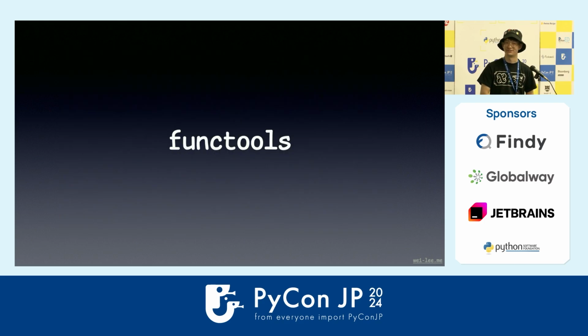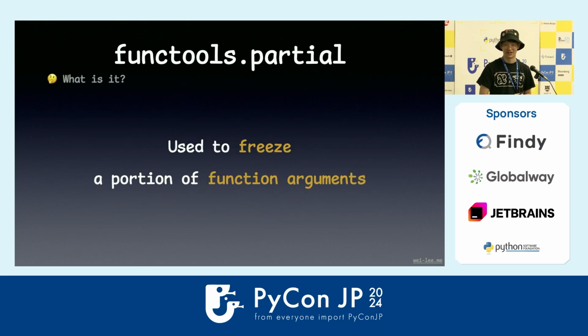And the next thing is functools, or just functools.partial. Because in functools, there are a lot of different tools you can use, so I'm probably not going to have time to dig into every one. This is functools.partial, and this is used to freeze a portion of function arguments.